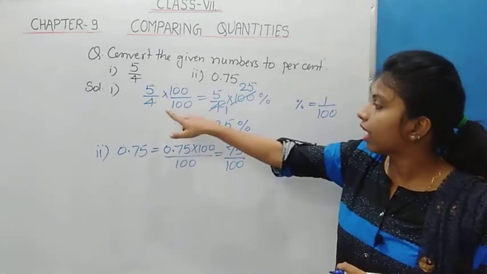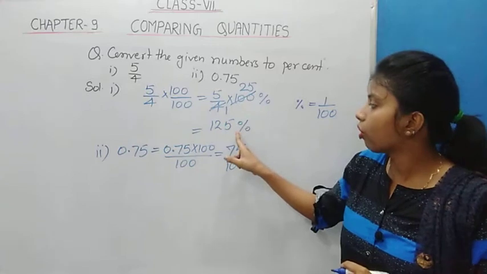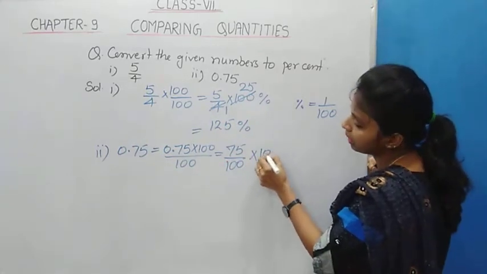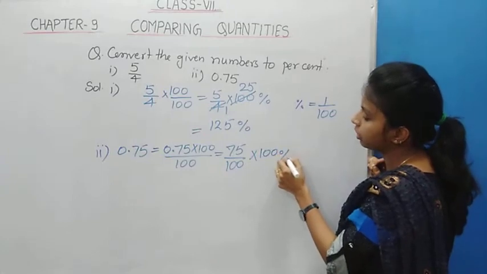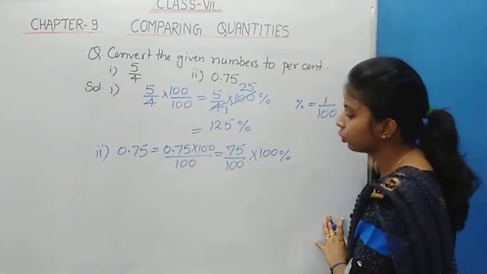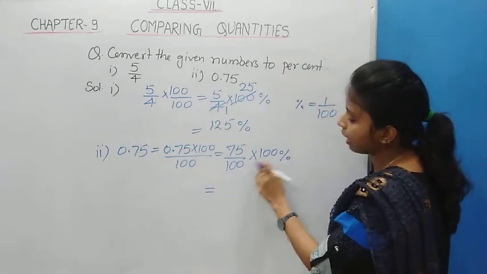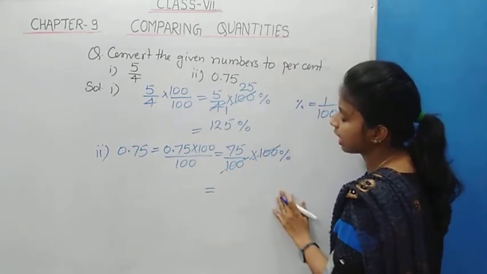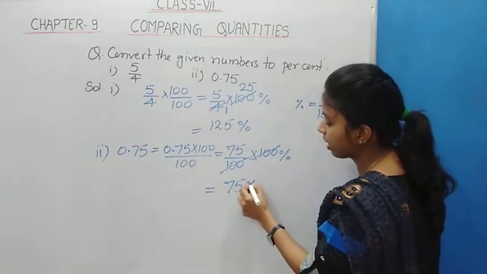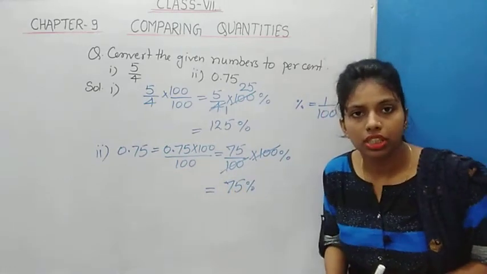Now we know how to convert a fraction into percentage. What are we going to do? We multiply with 100 and put the symbol of percentage. That is all we have to do. After that we can cancel this 100 with 100. So finally we get 75%. Okay, so this is very simple.